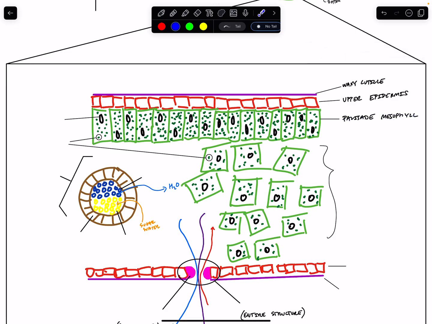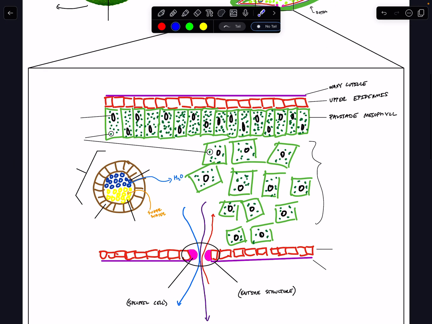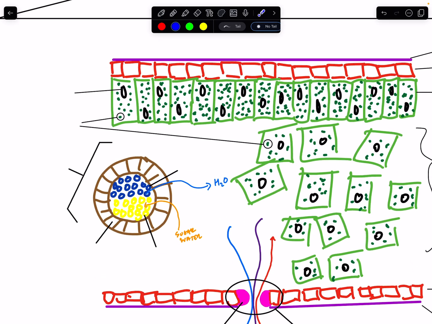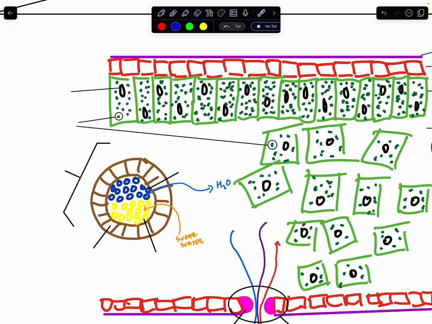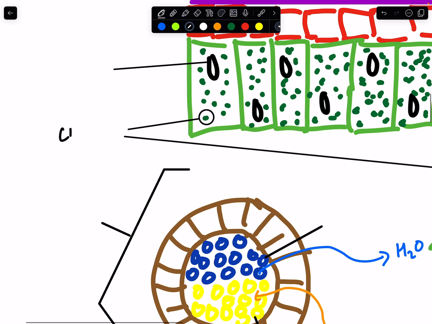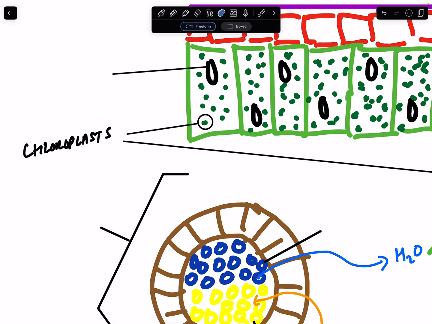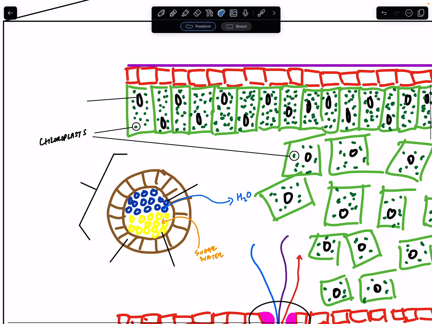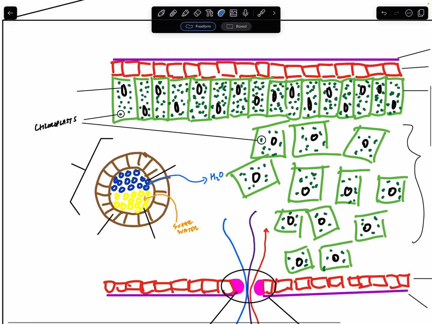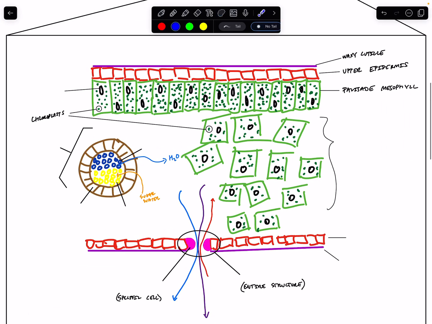The palisade mesophyll is called the primary site of photosynthesis within a leaf. All of these tiny little green dots that I've drawn in here, these are all chloroplasts. Remember, chloroplasts are the organelles that do photosynthesis, and you're going to learn more about the structure of a chloroplast in the next screencast. So because there's tons of photosynthesis happening in the palisade mesophyll, there are lots of chloroplasts, the organelle that's performing that reaction.